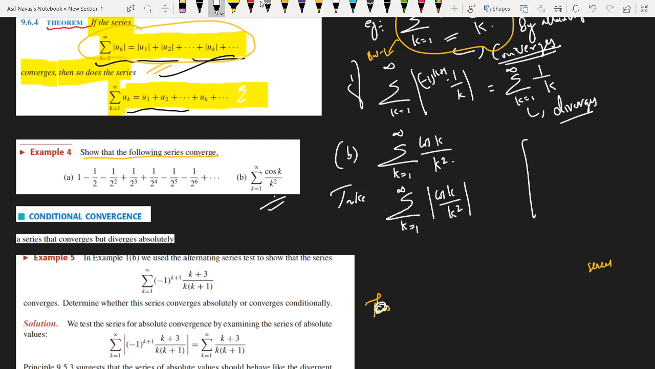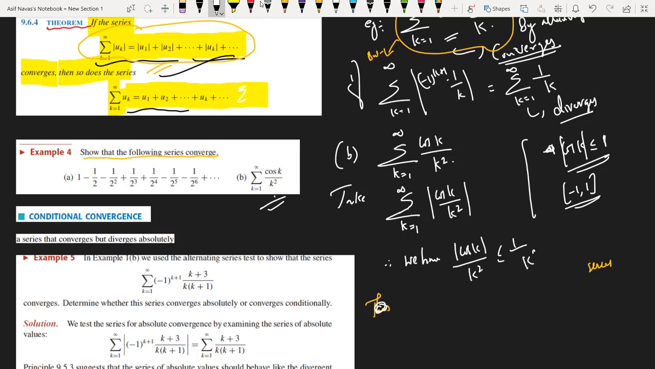So we know that mod cos k is always less than or equal to 1. That means the value of cos k is always between minus 1 and 1. Therefore, for any k, mod cos k is less than or equal to 1. Therefore, we have mod cos k divided by k square is always less than or equal to 1 by k square.